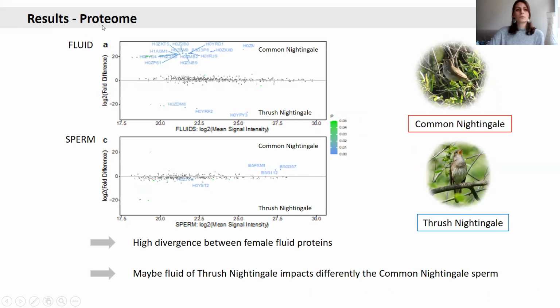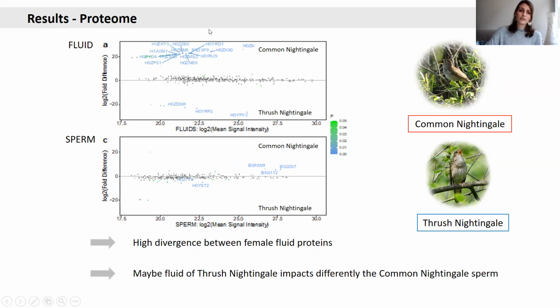And finally, we did some proteomic analysis of the fluid and the sperm of both species. And we found that in the fluid of female, the common nightingale fluid showed a higher number of unique proteins compared to the thrush nightingale, meaning that there are some differences between the two fluids in the composition. And also in sperm, we found that in the common nightingale there were more unique proteins, but in a very few number. So it seems that the fluid is more divergent between the two species than the sperm.